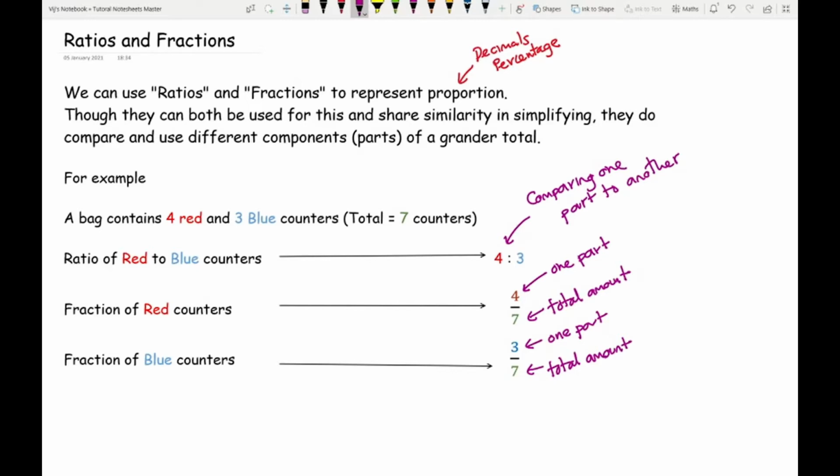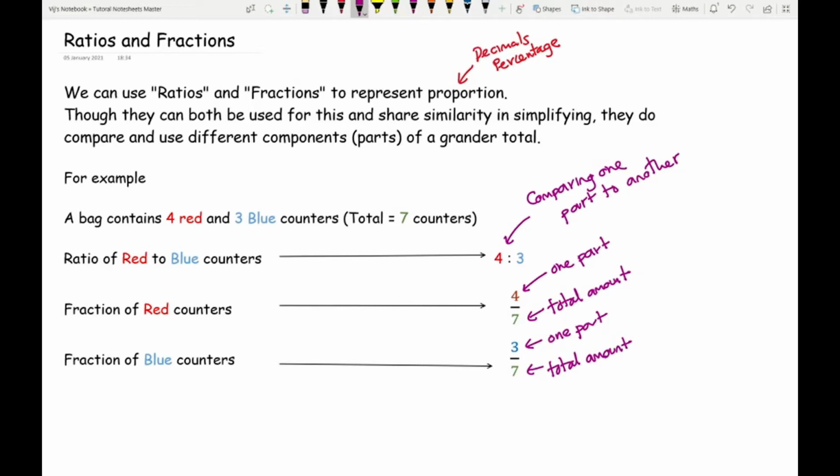With a ratio, it's very difficult to know what the general total is, and likewise with a fraction. We won't actually know what the total is, but we're looking at how many parts we've got. So here for every 4 red counters, we've got 3 blue counters, and that's in its simplest form, giving a total of 7 parts or 7 counters in this case. When writing a ratio, we're comparing one part to another, and when writing a fraction, we're comparing one part to the total amount.